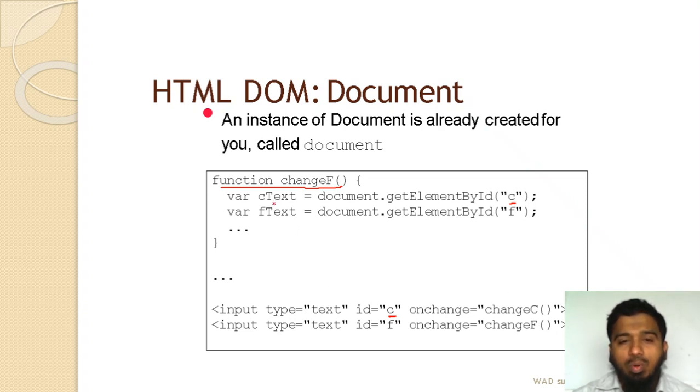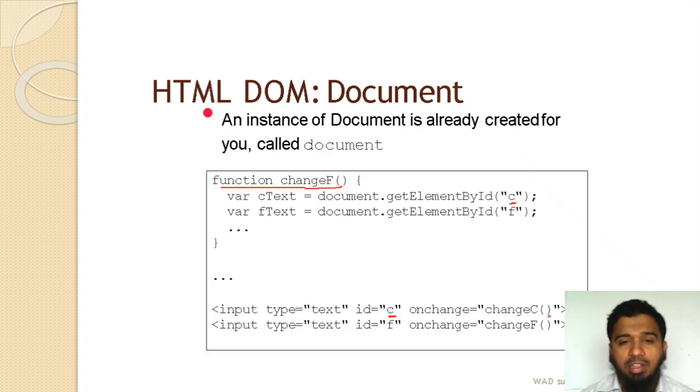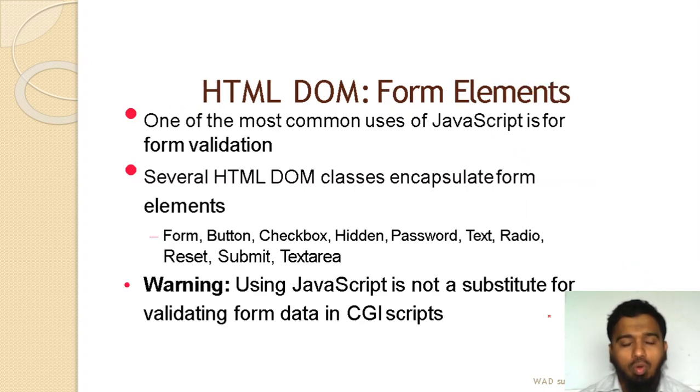Whatever text you give here will be reflected in this input. Input type, id f, onchange changeF, capital F. So this is how to get element by id, by name. Just now we saw by name, by tag name, by id. So this is about the HTML DOM document.